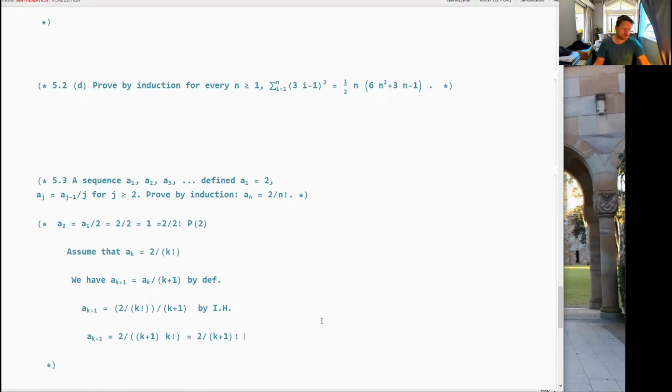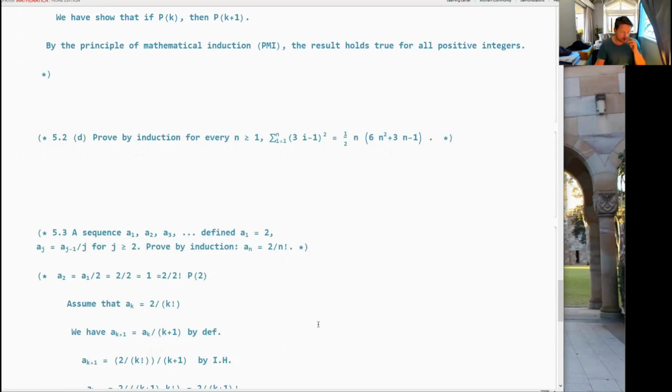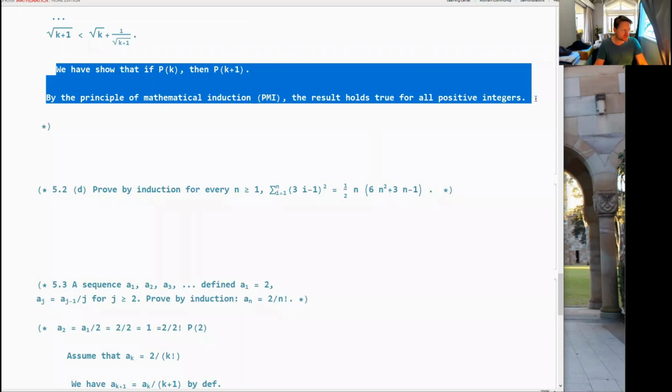And so we have shown that P(k) implies P(k+1), so I can just basically copy and paste the ending.